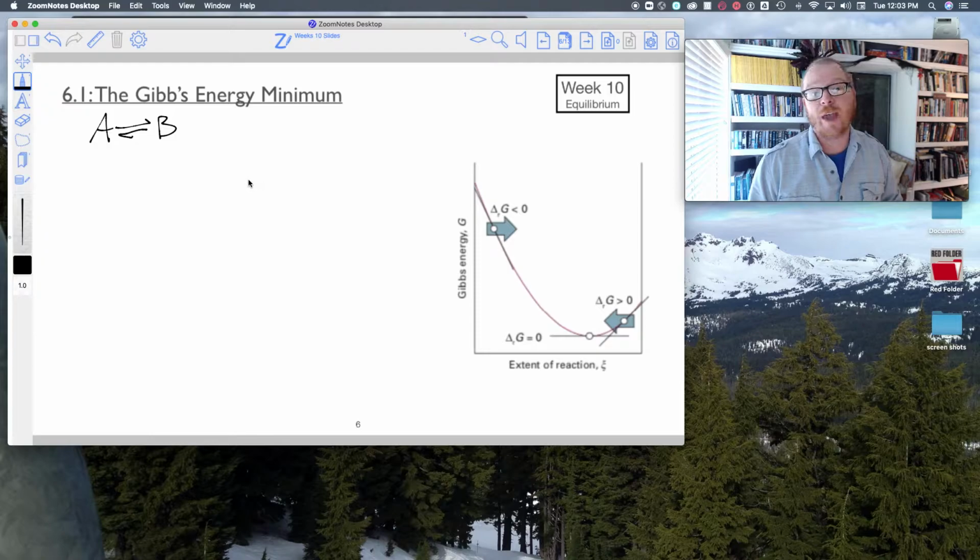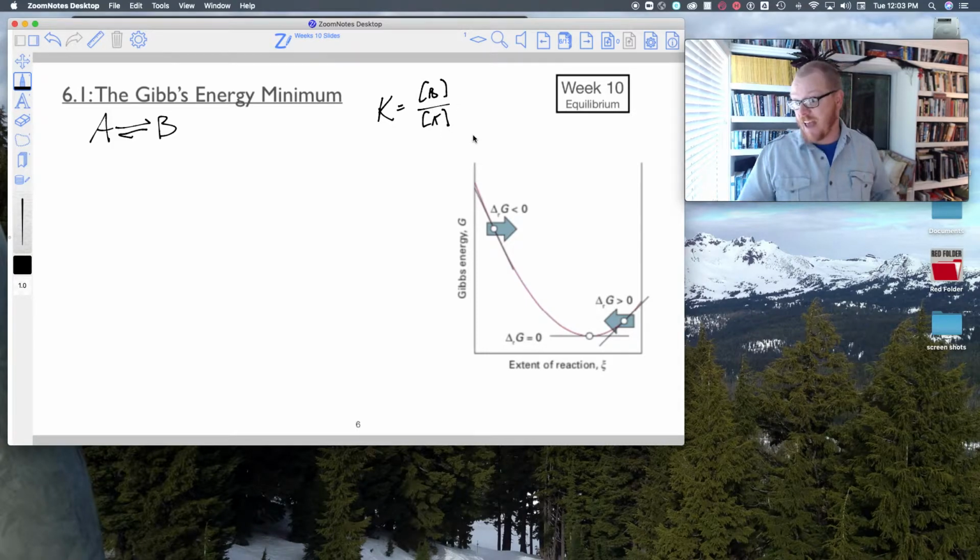but first let's just go back to basics with equilibrium. So suppose we have A in equilibrium with B. We know from our Gen Chem days that I can write the equilibrium constant as the concentration of B over the concentration of A, for this simple reaction. But how do I get that? Where does that come from?